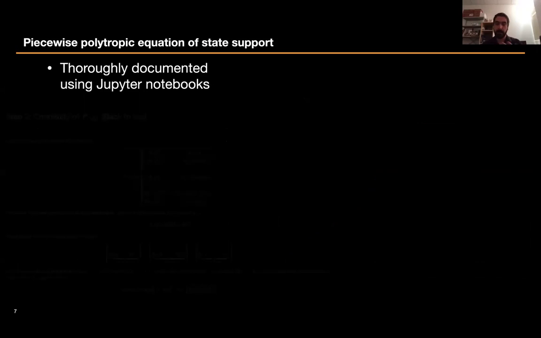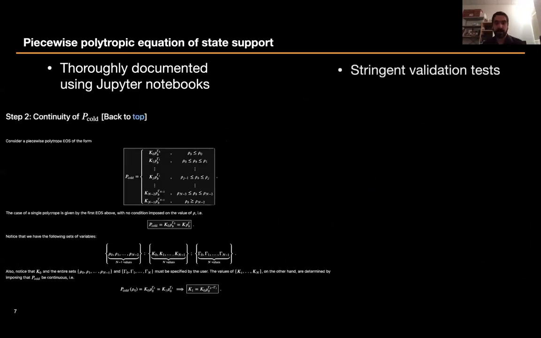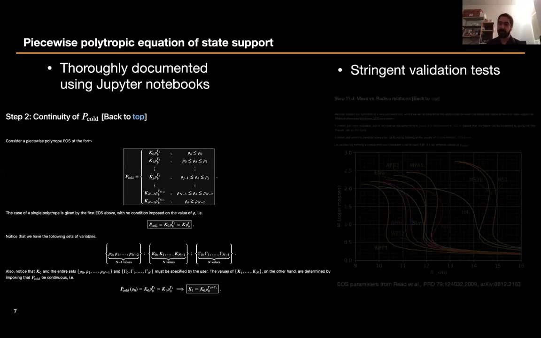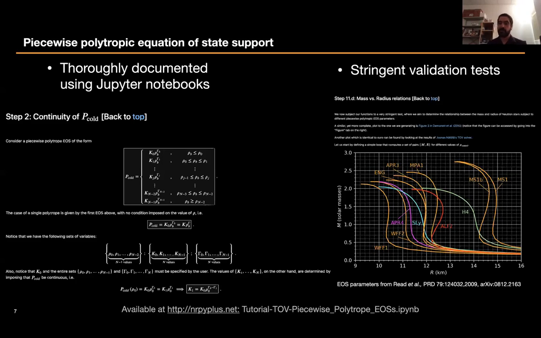So this implementation has been done and thoroughly documented using Jupyter notebooks. This is a picture of one of them. In this notebook, if you run it from top to end, you generate, for example, mass versus radius plots for a bunch of well-known piecewise polytropic EOSs, and you can simply run this on your computer. It would take less than 5 minutes to generate all these plots. It's also well documented, with a bunch of other validations in there. It's already available at nerpplus.net, and that's the name of the file that you need to look for.